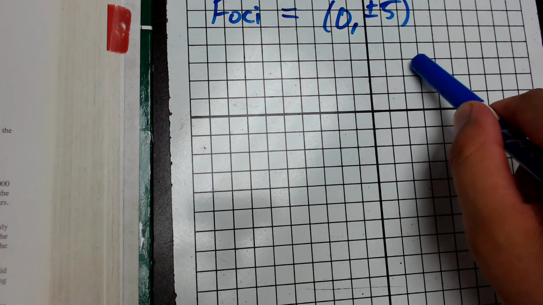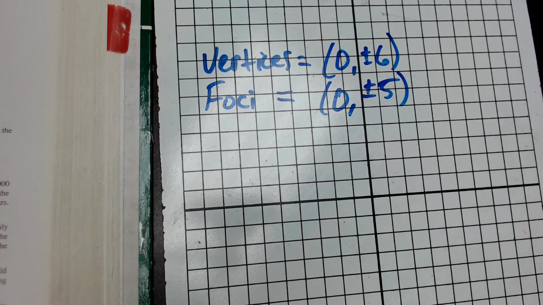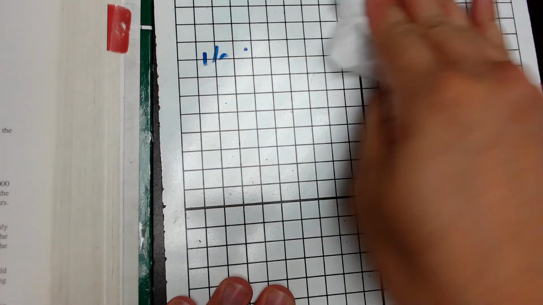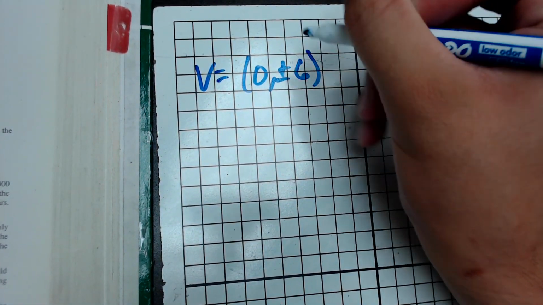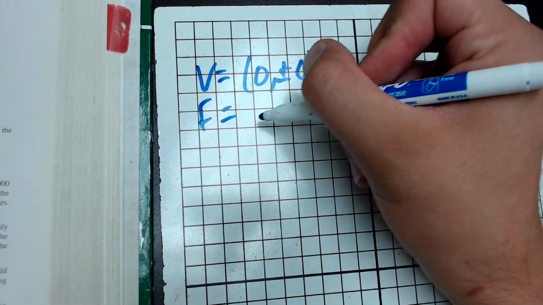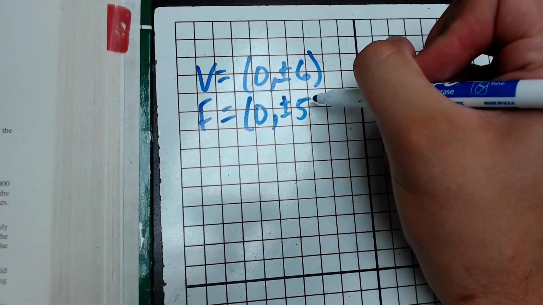I drew in the way of my thing. I should have put this farther in the corner. Here, I'm just going to put V for vertices. They're at 0, plus or minus 6. And then the foci are at 0, plus or minus 5.